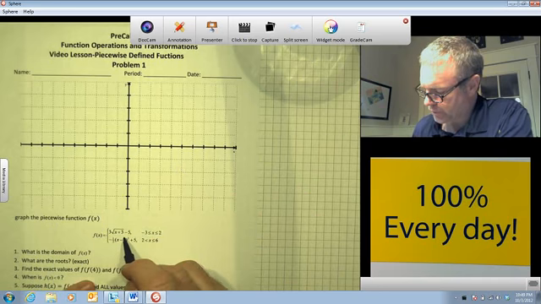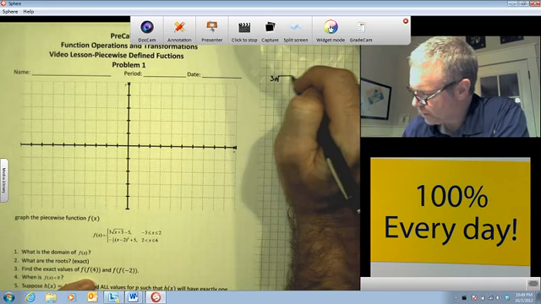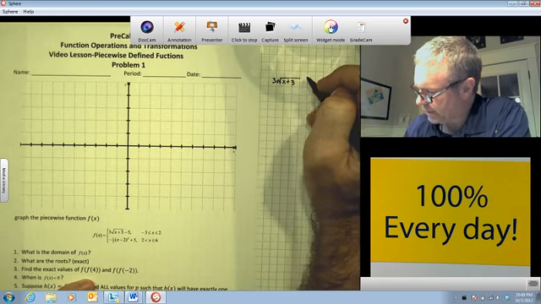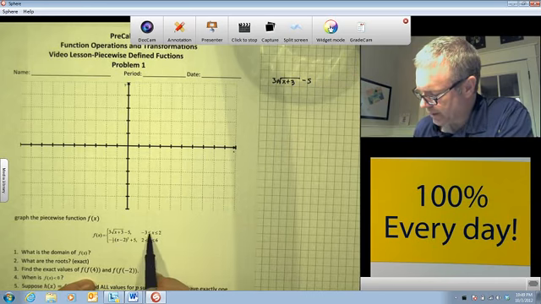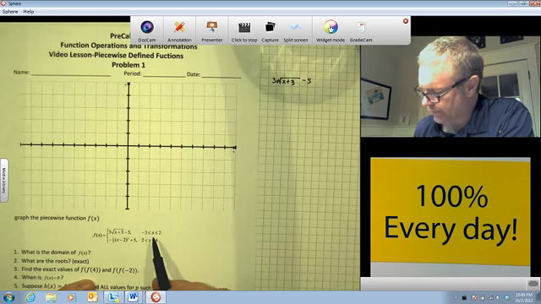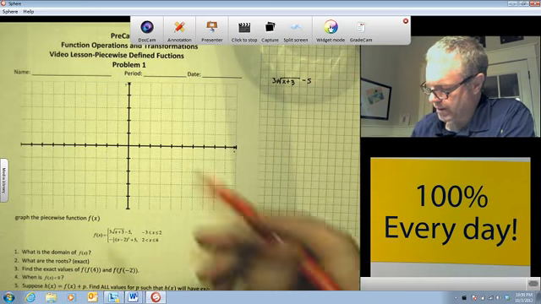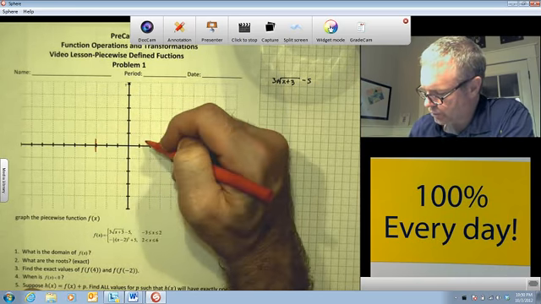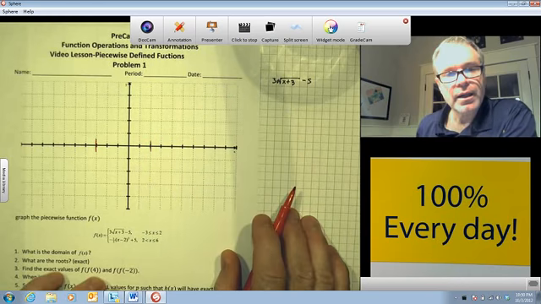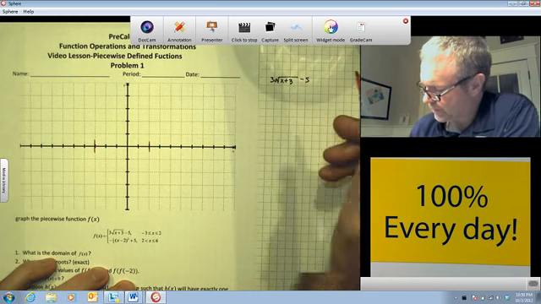The first part of the function is 3 times root x plus 3, minus 5, and that you see is in the domain where x is between -3 and 2. I'm going to mark that down. So that function is going to go from -3 to 2. We're going to start out by graphing this function using our parent functions.